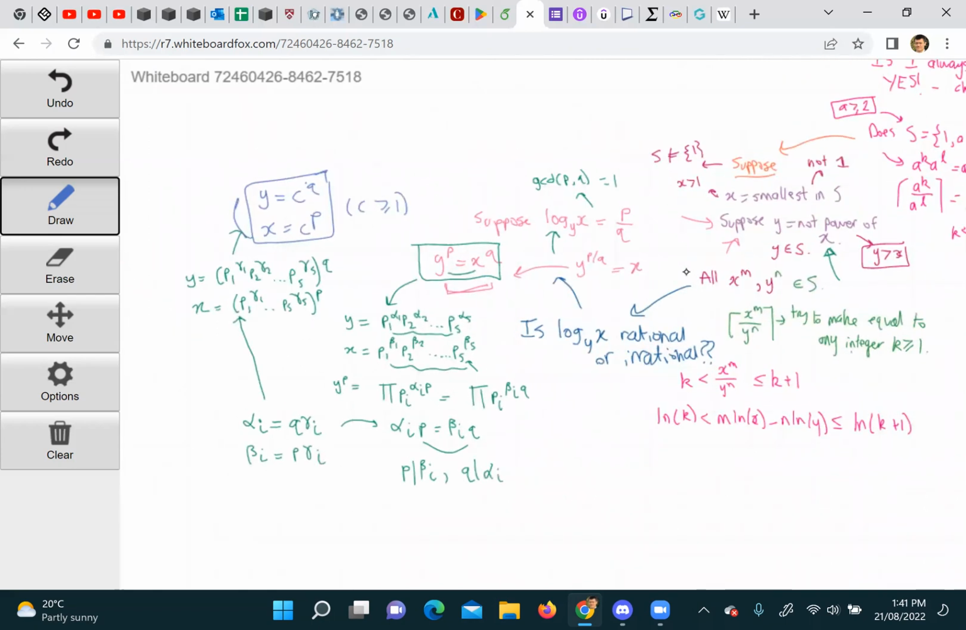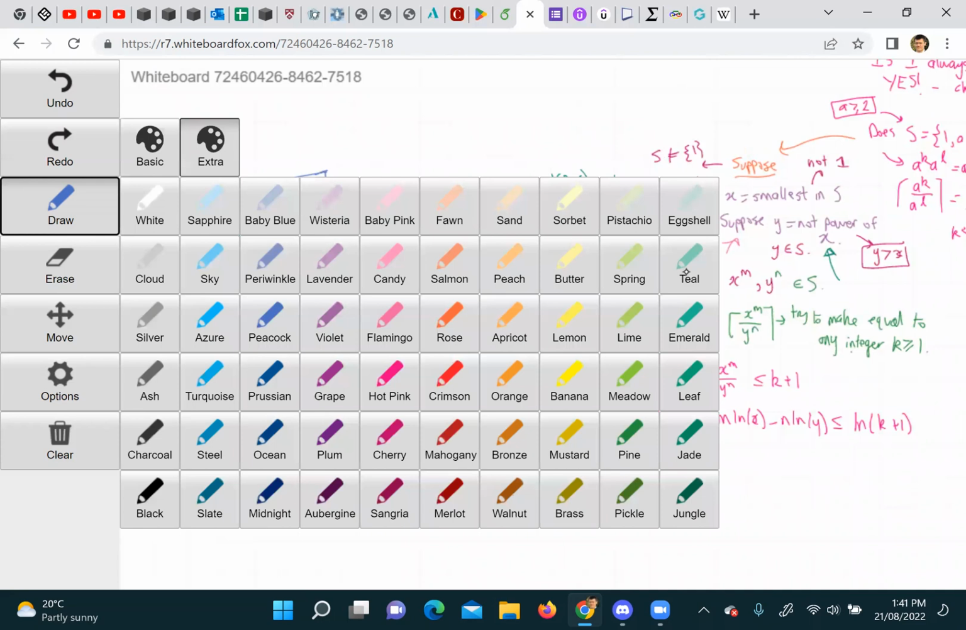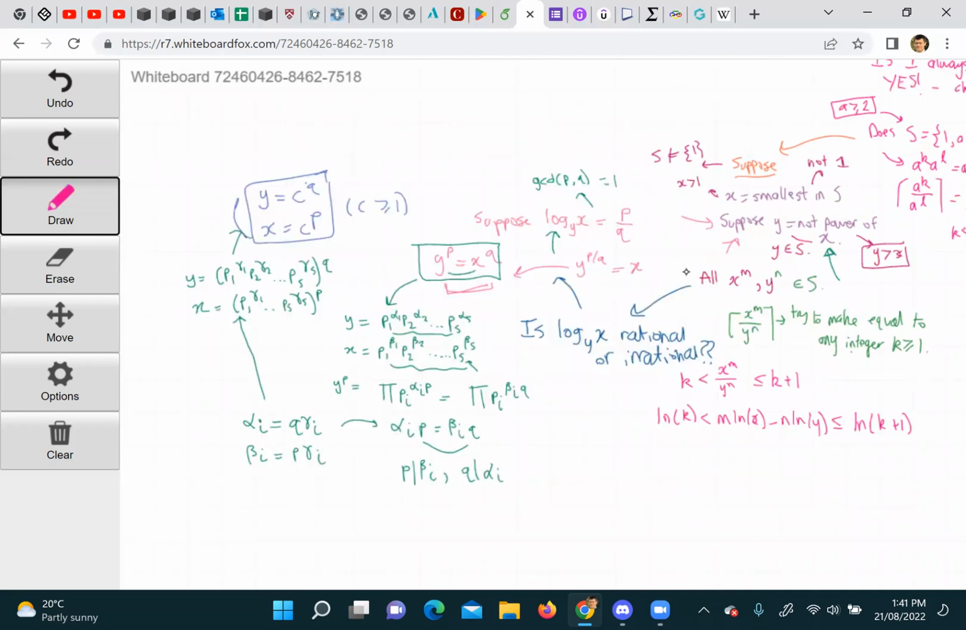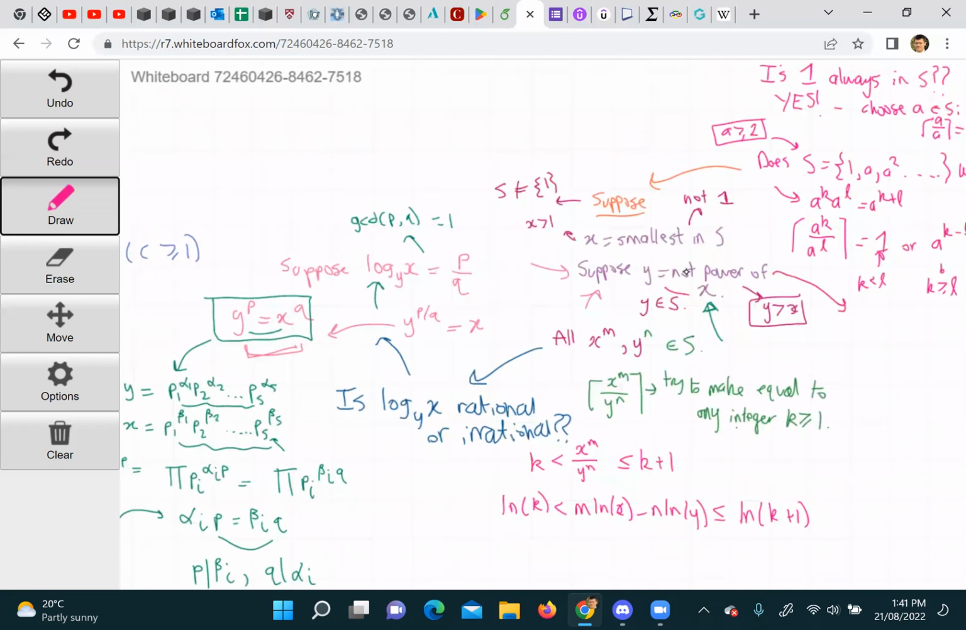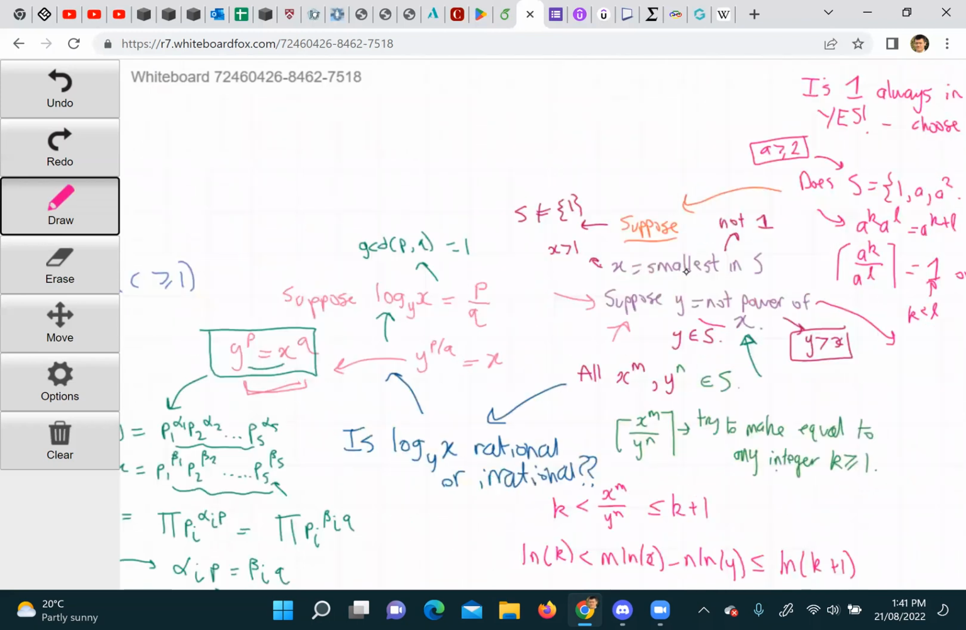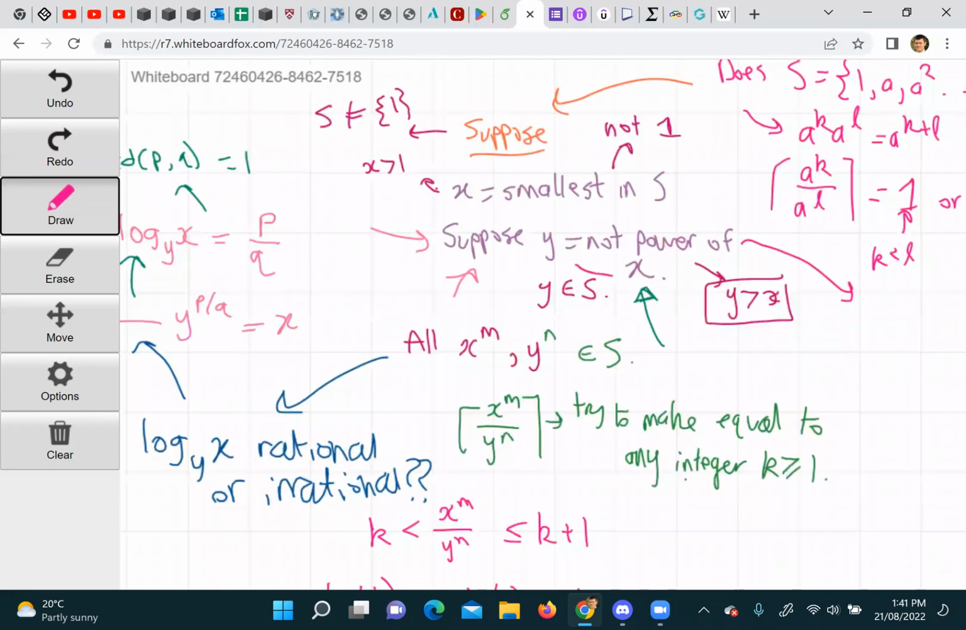Is that a contradiction to what we had? Yeah. So we said y is not a power of x. It's effectively the same thing, because you can generate the whole thing. So if x equals c to the p.